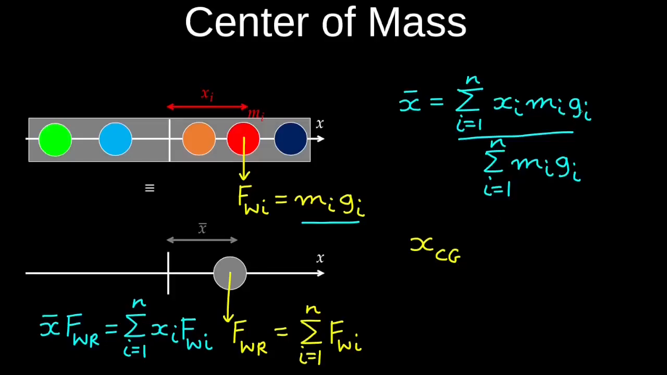And for the case where the solid is in a uniform gravitational field near the surface of the Earth, so in other words, g_i is constant, then we can take g out of the sum and cancel it out. And this expression here is known as the center of mass.